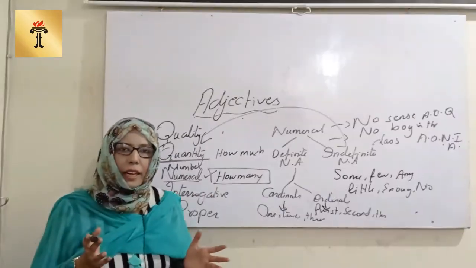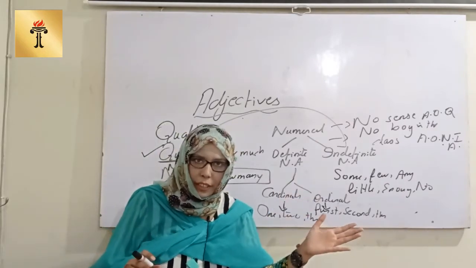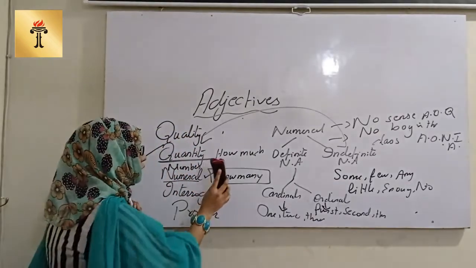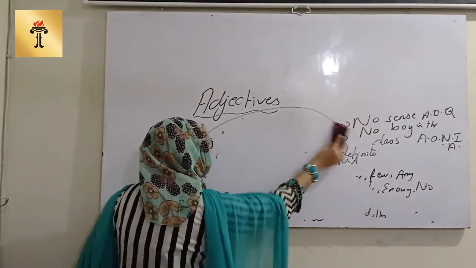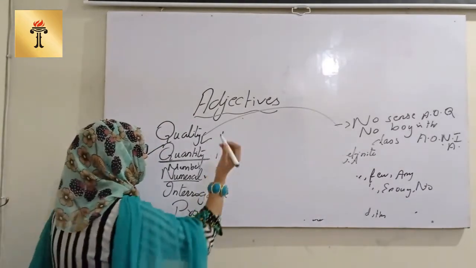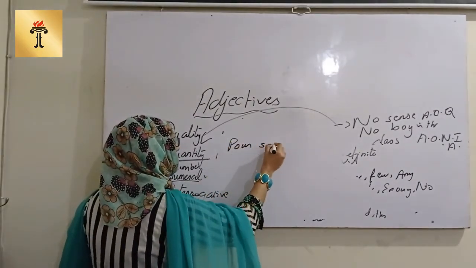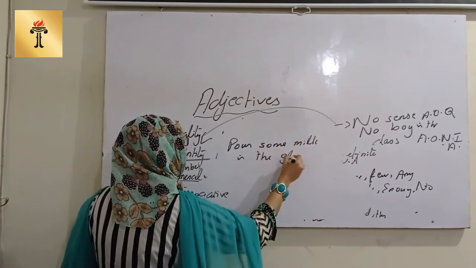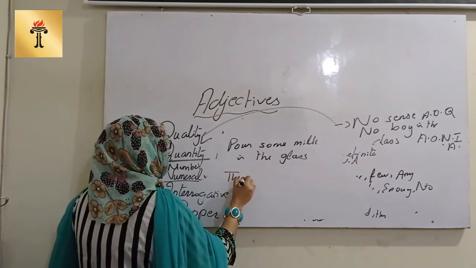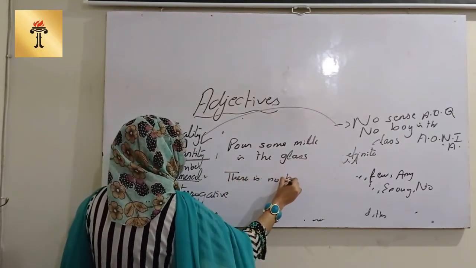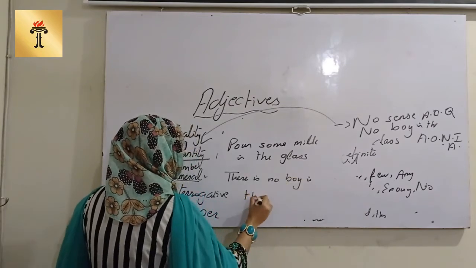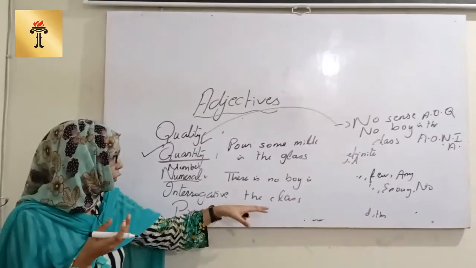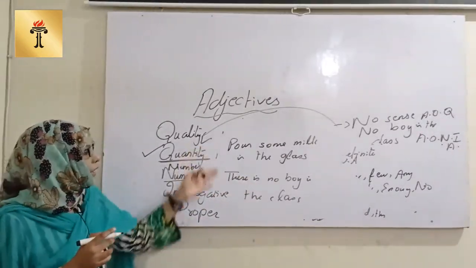Pour some milk in the glass, there are some boys in the class. So if I give you both sentences, now this is your task, so work at home on what these sentences deal with, like pour some milk in the glass, there is no boy in the class. Oh, I think this is a kind of rhyming scheme as well, the class and the glass. So now this is your task at home.